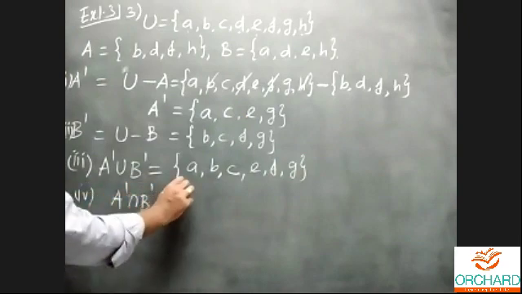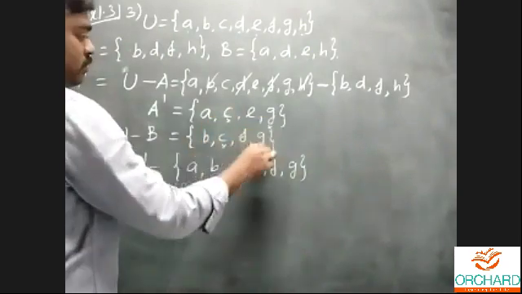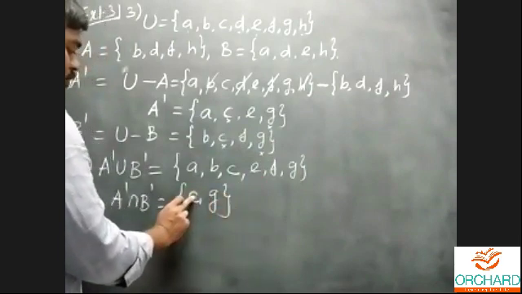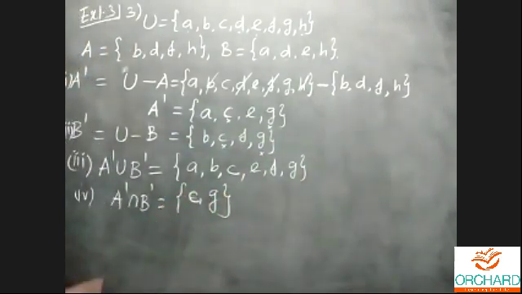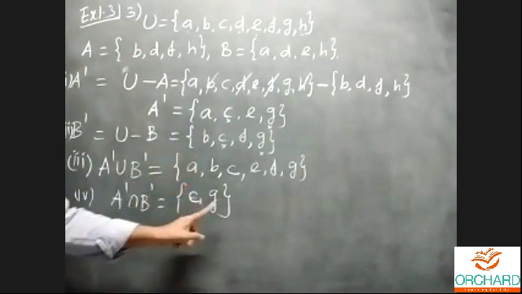Intersection means common. So what are the elements that are common? C, and next is G. These two elements are common. C, G is the common element between the two sets A' and B'. Common between the sets A' and B': C, G.